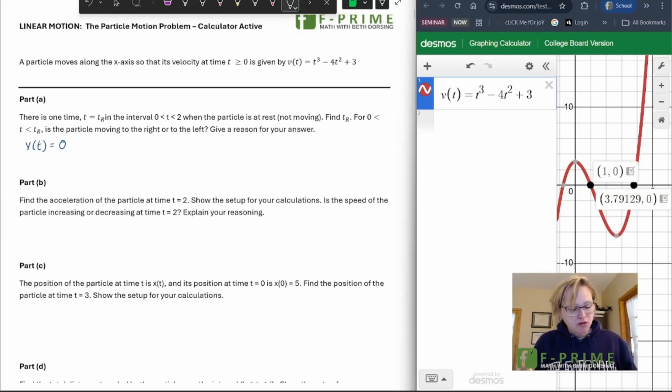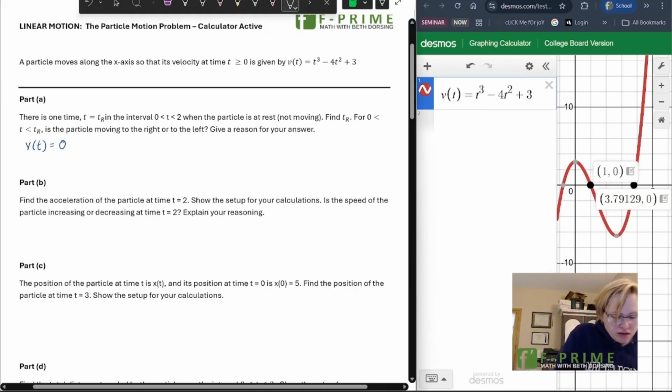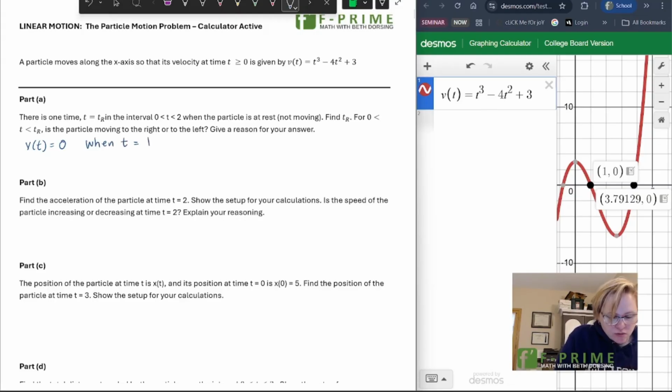Now, it does bound me to looking between 0 and 2. So that second value of 3.791, I'm not going to worry about it because it's not in my interval. But I am going to worry about t equals 1. Now, I probably could have found this without the use of a calculator by taking that equation and simply setting it equal to 0 and doing some fancy algebra, it might have been possible, but we've got a calculator, so this is what we're going to go with. So the velocity equals 0 when t equals 1.